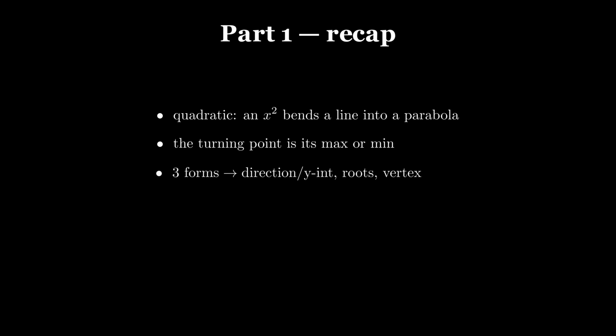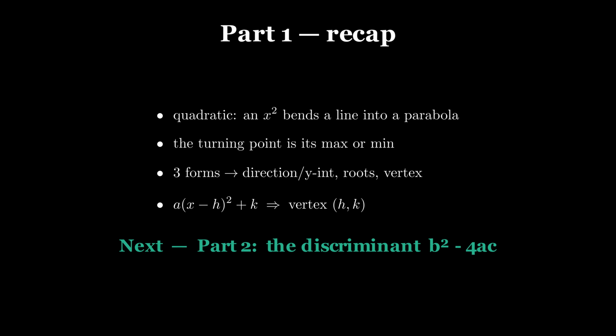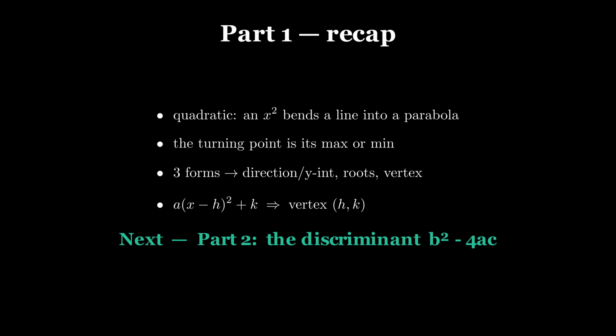Next, in part 2, the discriminant, b squared minus 4ac, which tells us how many solutions a quadratic has.